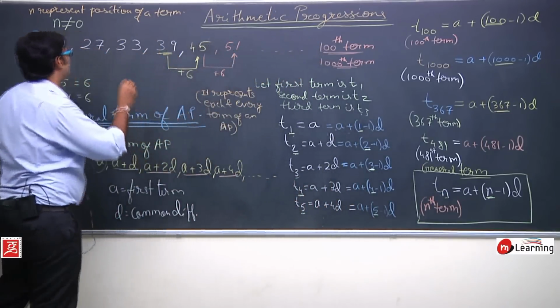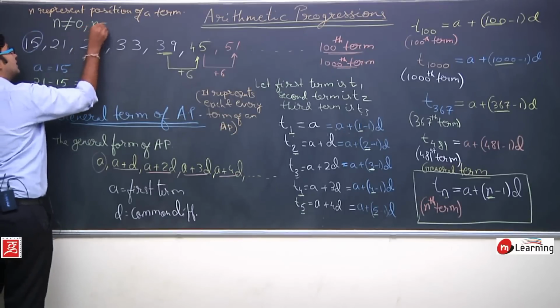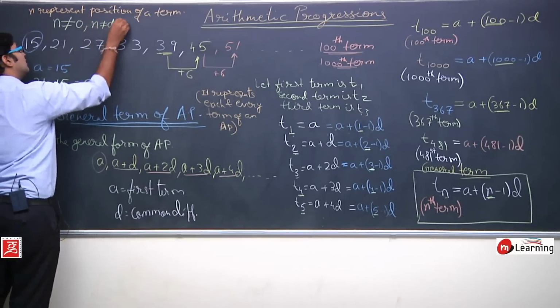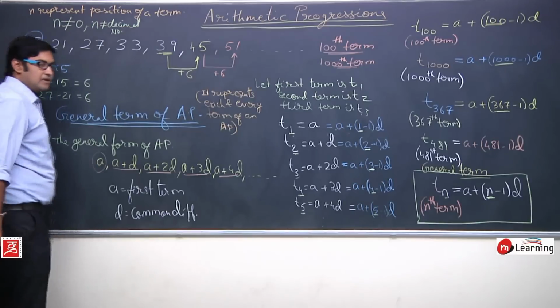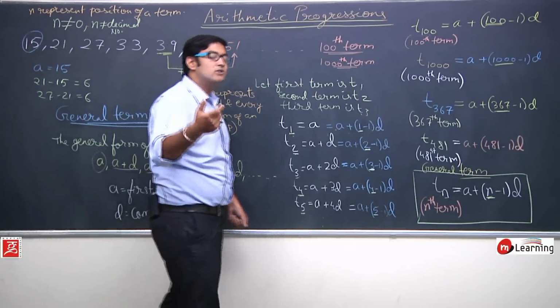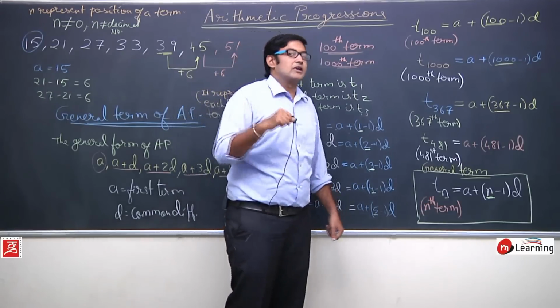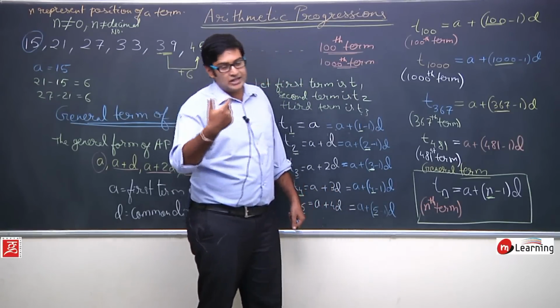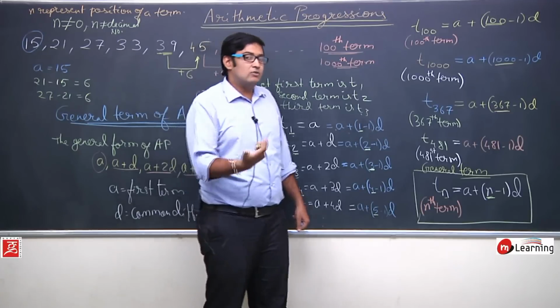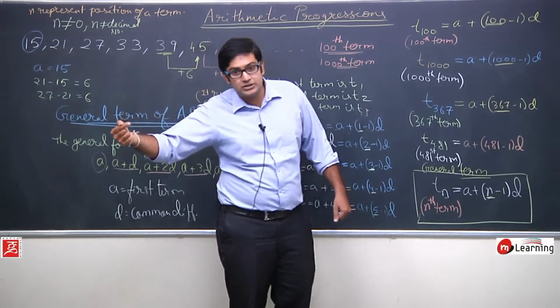So n cannot be a decimal number. OK, n कभी भी एक पॉइंट वाला नंबर नहीं हो सकता. सिमिलरली, अगर n का वैल्यू -1 हो तो n क्या बताता है? पोजीशन बताता है. n का वैल्यू -1 मतलब माइनस फर्स्ट पोजीशन.